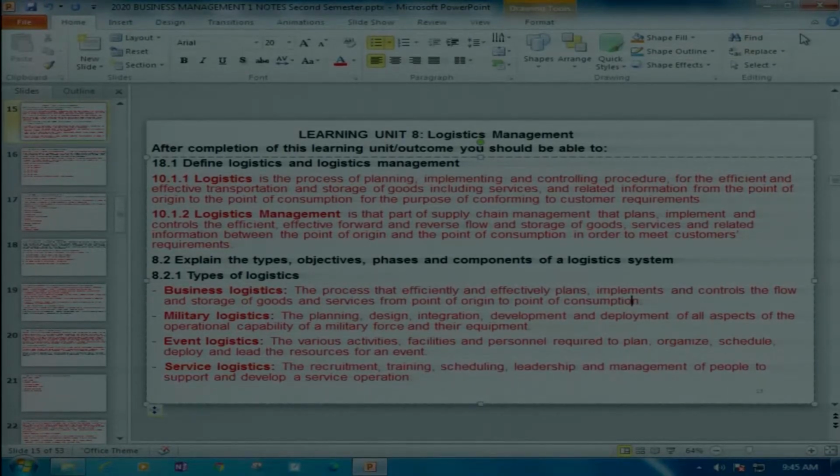Event logistics: the various activities, facilities, and personnel required to plan, organize, schedule, deploy, and lead the resources for an event. And service logistics entails the recruitment, training, scheduling, leadership, and management of people to support and develop a service operation.